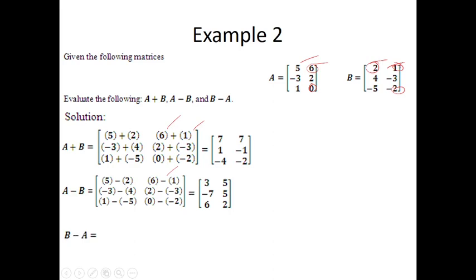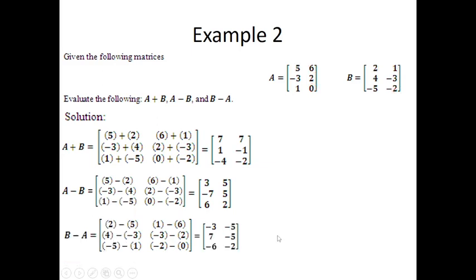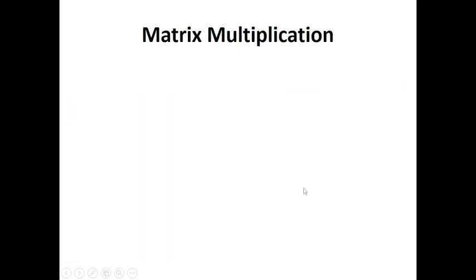For B minus A, it's the opposite. So it's B minus A, 2 minus 5, 1 minus 6, okay, until you reach negative 2 minus 0. Okay, I hope you get it. And you will get this answer. Okay, let's now proceed to matrix multiplication.